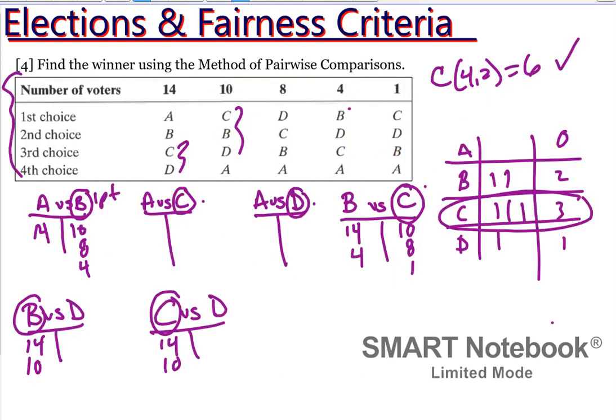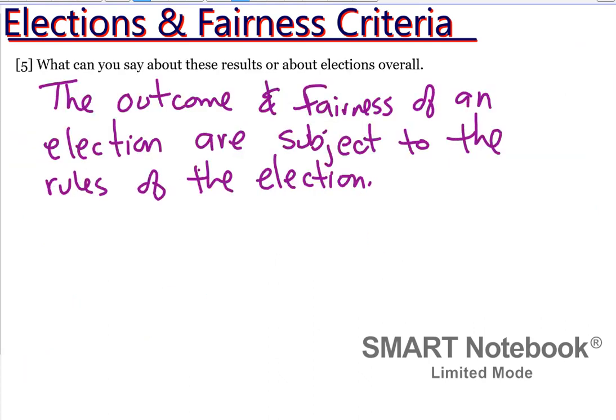And then finally, if we said eliminate third and fourth party choices, and just compare head to head, we see that C would be the winner. And this is the result. So the rules have to be established before an election, and we have to accept the outcome of the election based on those rules.